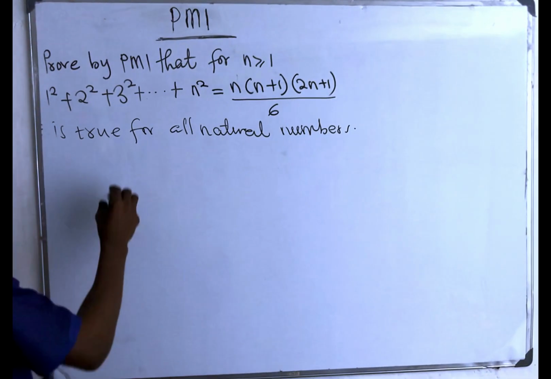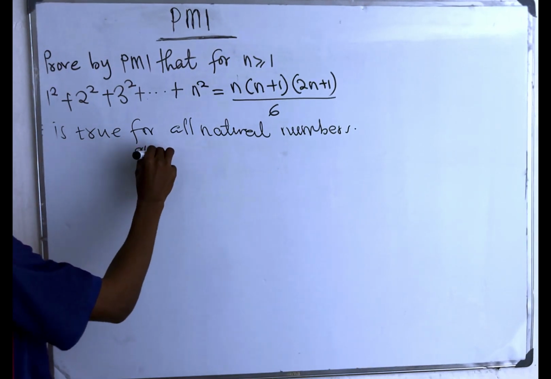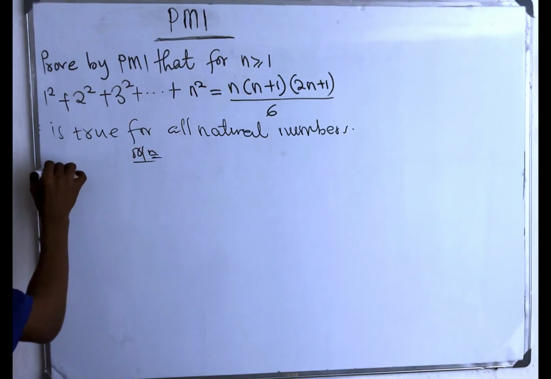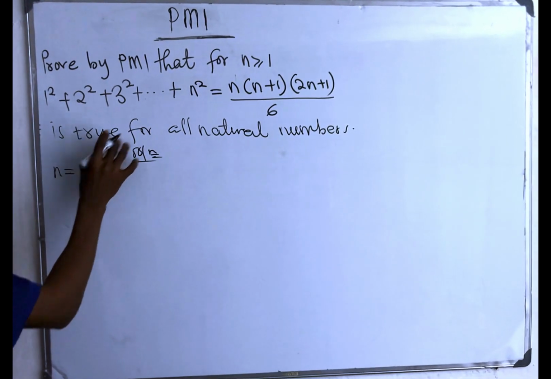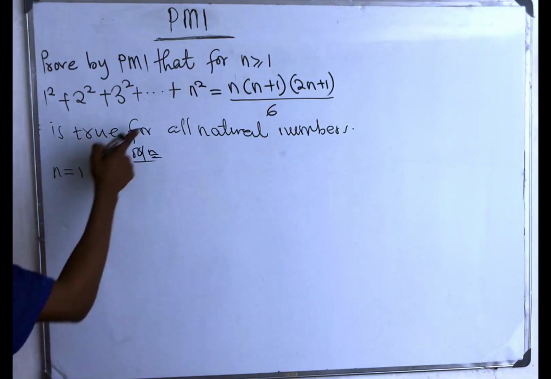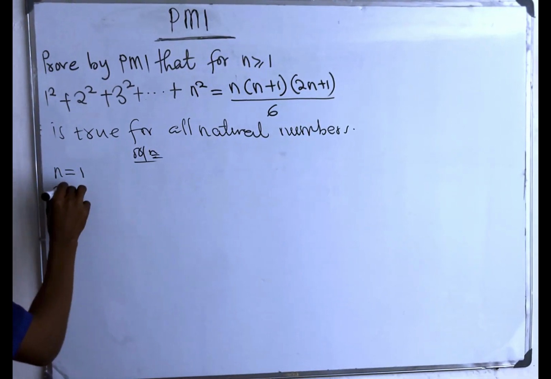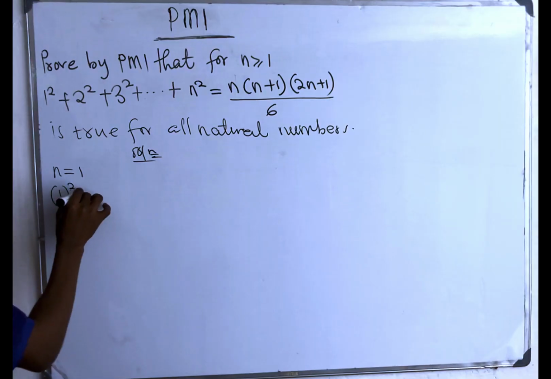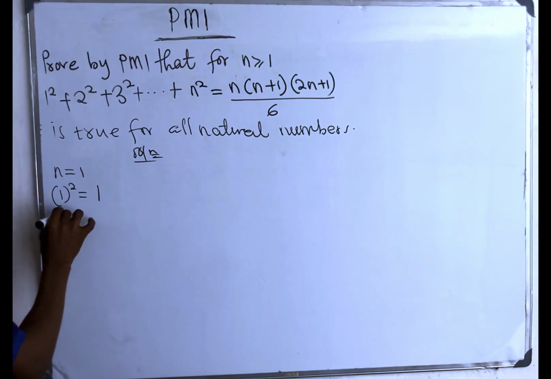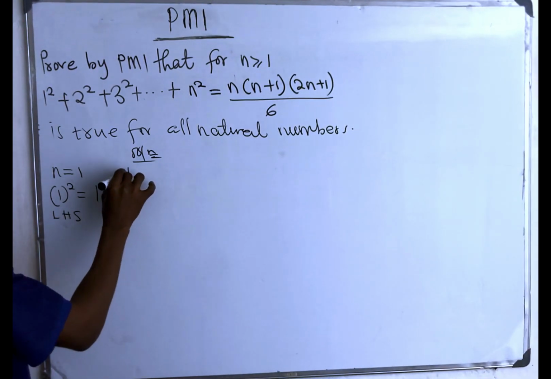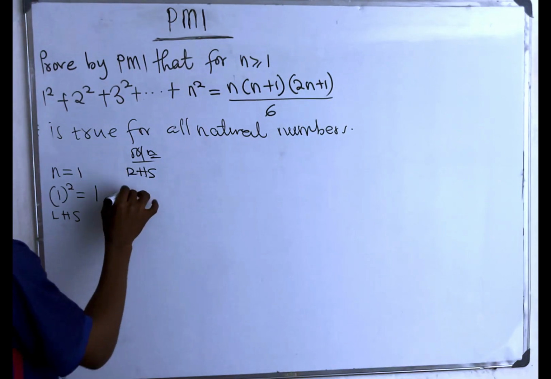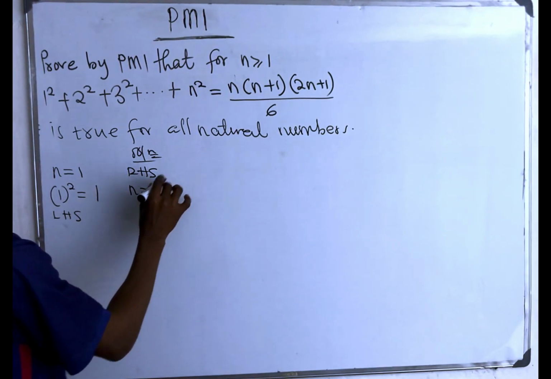First, you let n equal 1, then you substitute. So when n is 1, you're going to have 1 squared, which will give us 1. That's for the left hand side. Now let's look at the right hand side. When n equals 1, what happens?